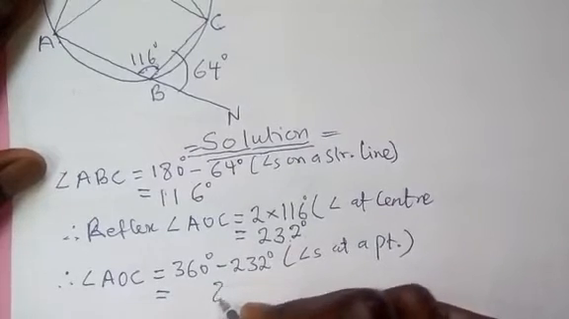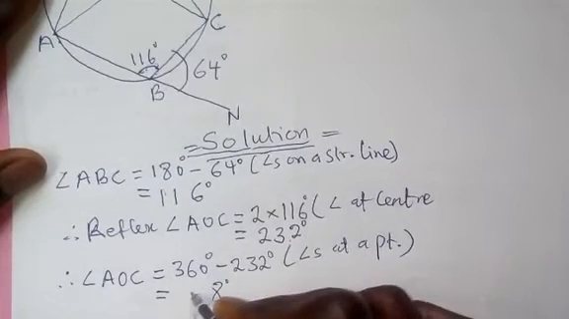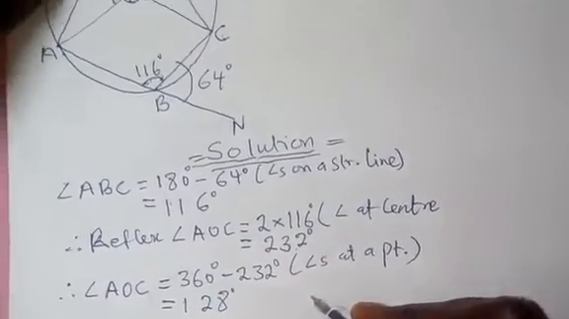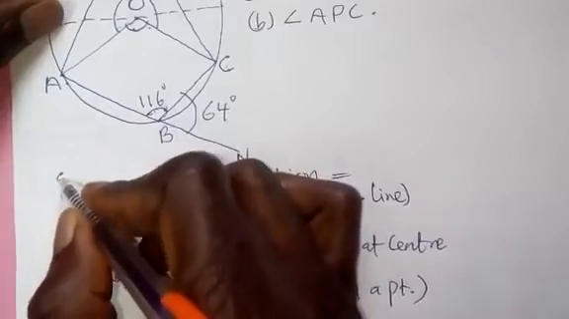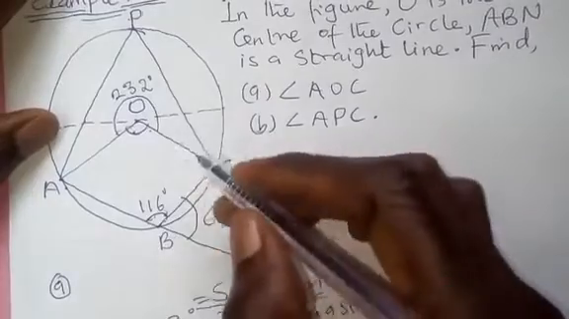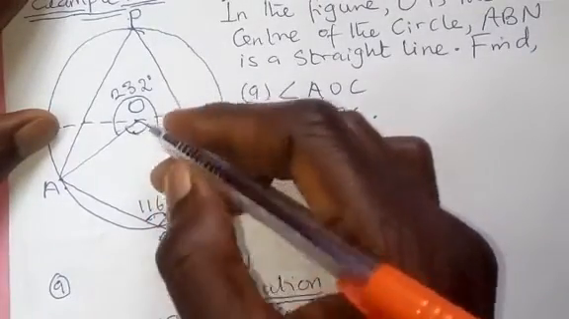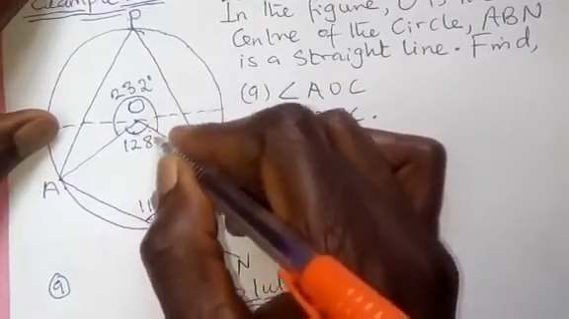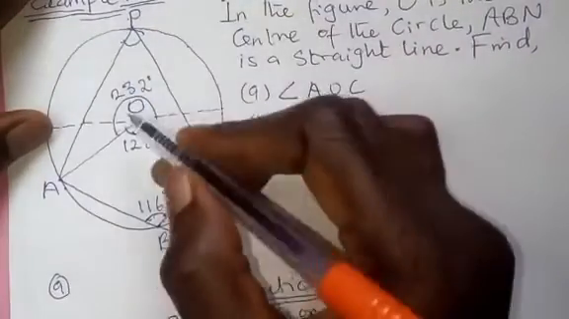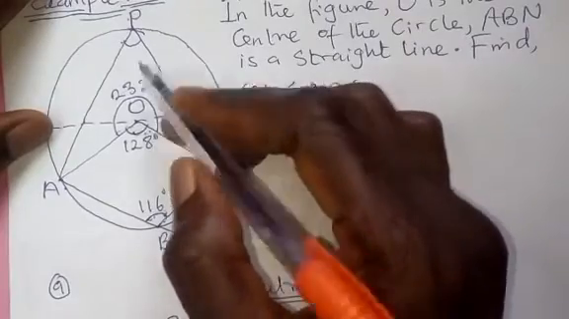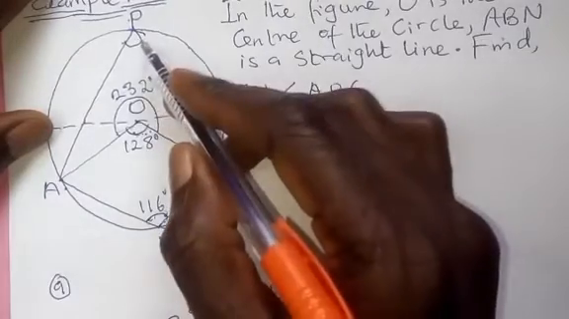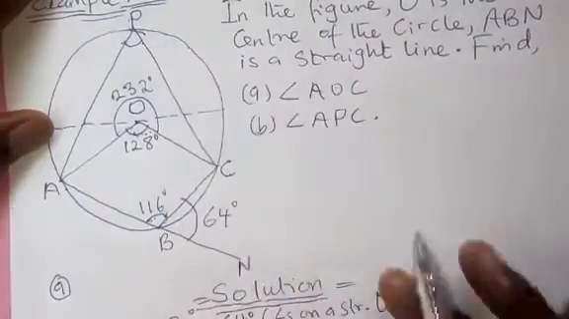Alright, so let's do this subtraction quickly. We are going to have 8 at this point, and when we subtract 5 and 3, we have 2, then we have 128 degrees. So everything we've done so far is our part A. Now we've gotten the value for our angle at the center as 128 degrees. So we can easily get our angle APC by using the rule angle at center is twice angle at circumference. And you know the reason why? Because the angle at center and circumference are on opposite sides of the diameter.